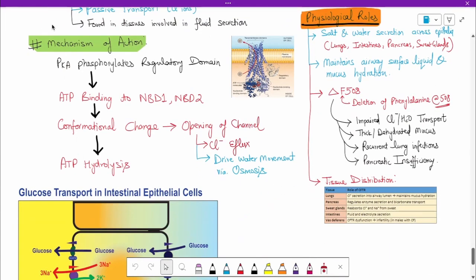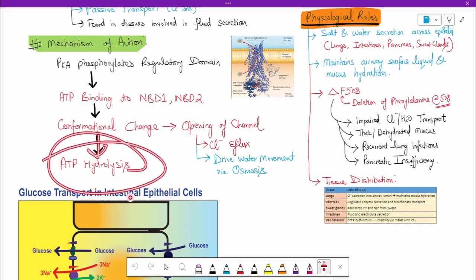What is the mechanism of action? So protein kinase A phosphorylates the regulatory domain. Then nucleotide binding domains 1 and 2 will bind to ATP, which will lead to a conformational change, which will lead to opening of this channel and efflux of chloride ions. And this efflux of chloride ions will drive water through osmosis. The ATP will hydrolyze and the channel will reset itself.